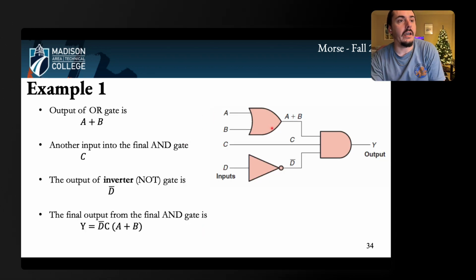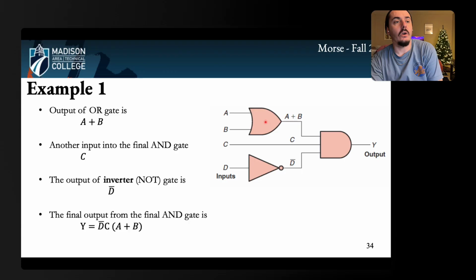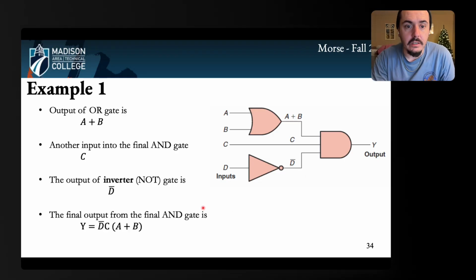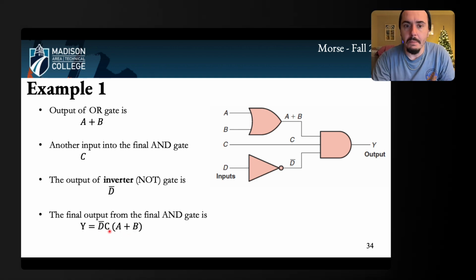So in this example, I have an OR, I have a NOT, and then I have an AND gate. So I have A and B going into the OR. That gives me A plus B. I have C just as an input into this AND gate. And then I have an inverter on D, so I get D bar. So everything goes into this AND. The AND is multiplication. So the final output Y is equal to D bar times C times the quantity A plus B. So all of this multiplied together.